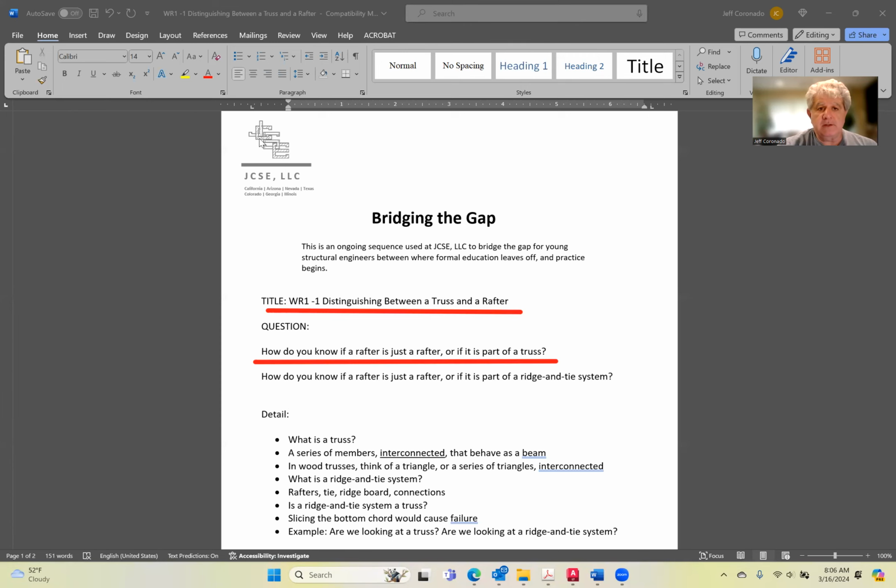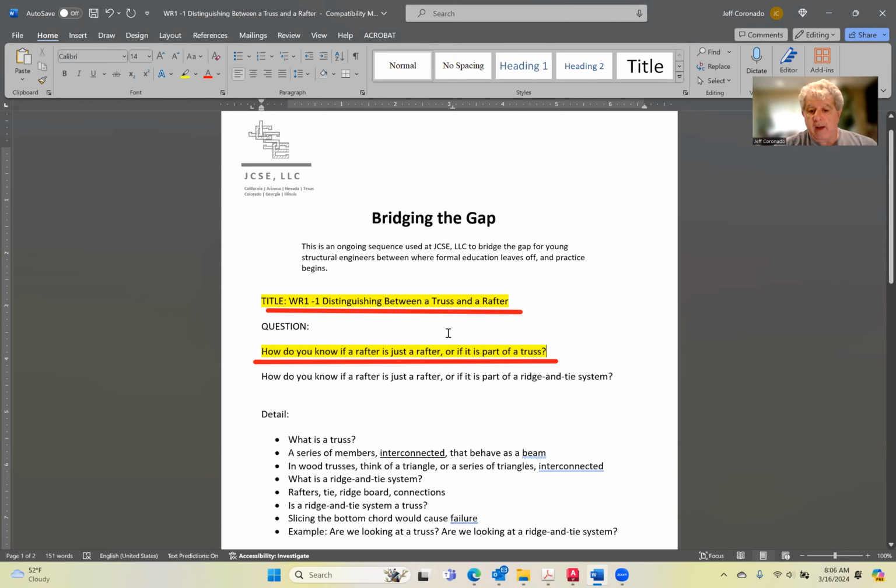Yeah, which actually is a question that came up recently. So kind of a valid question, right? How do you know if a rafter is just a rafter or if it is part of a truss?